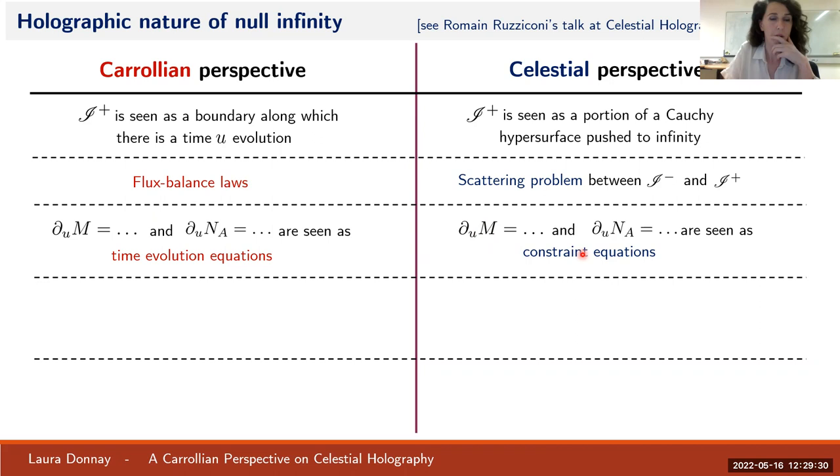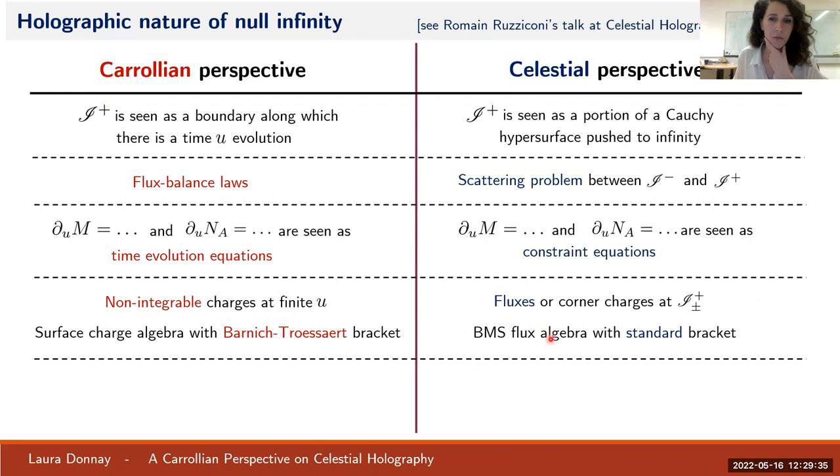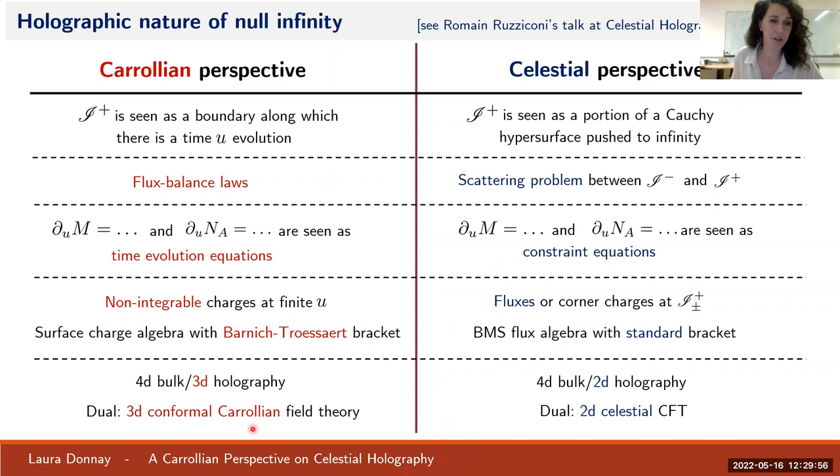This is just for the experts who know what I'm talking about. There are some differences with the closure of the algebra, the so-called Barnich-Troessaert bracket versus the standard Lie bracket. So I'm leaving that aside. And so, as I said, in this Carrollian perspective, we will have to deal with codimension one holography versus a 2D, 4D bulk sort of holography.